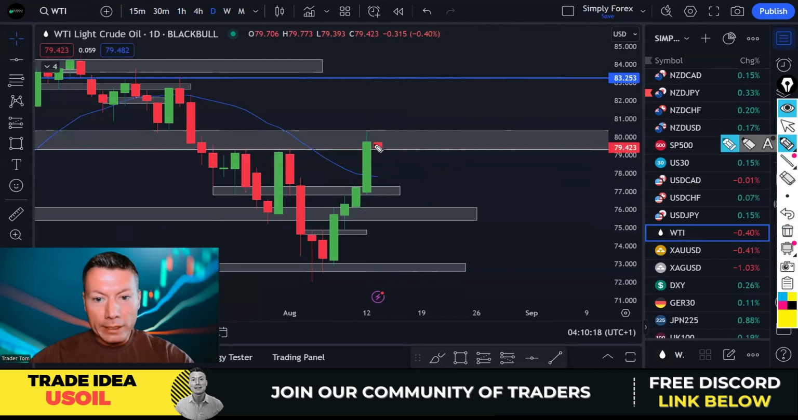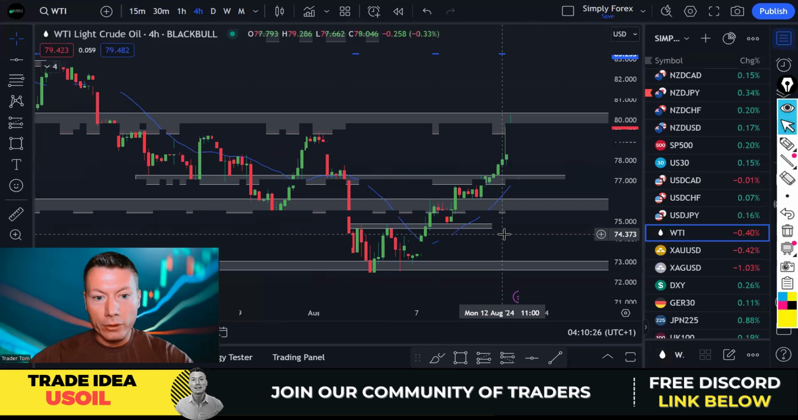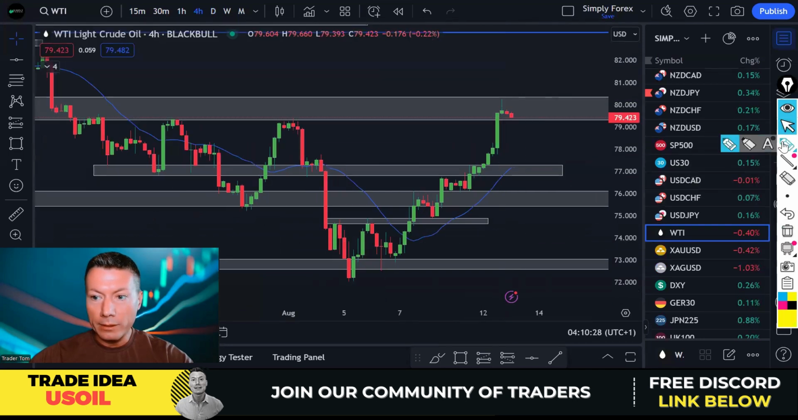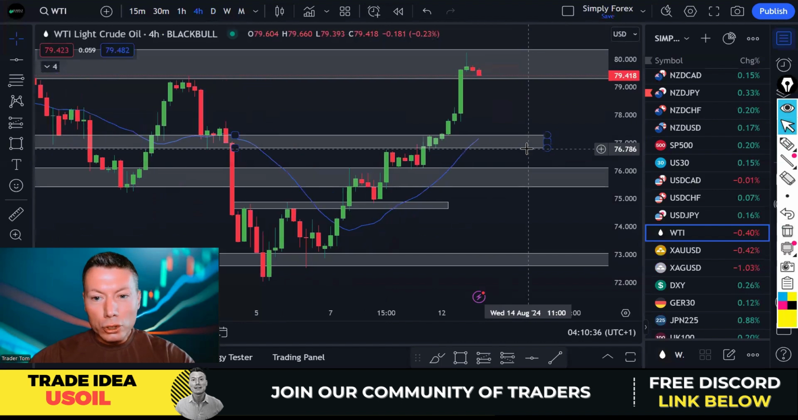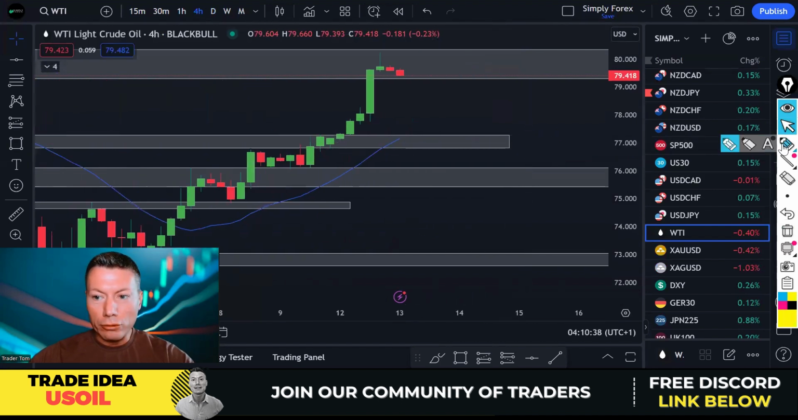I just need a bit of a retrace before we potentially look to take price back up to here, okay? So if we look at the H4, you can clearly see we've got this nice level through here, right? It was once support, then resistance, and now it could potentially become support again. Now, do I expect price to retrace all the way to this grey zone? Maybe not. If it does, great, and we'll get a bullish reaction, we'll look to buy oil.